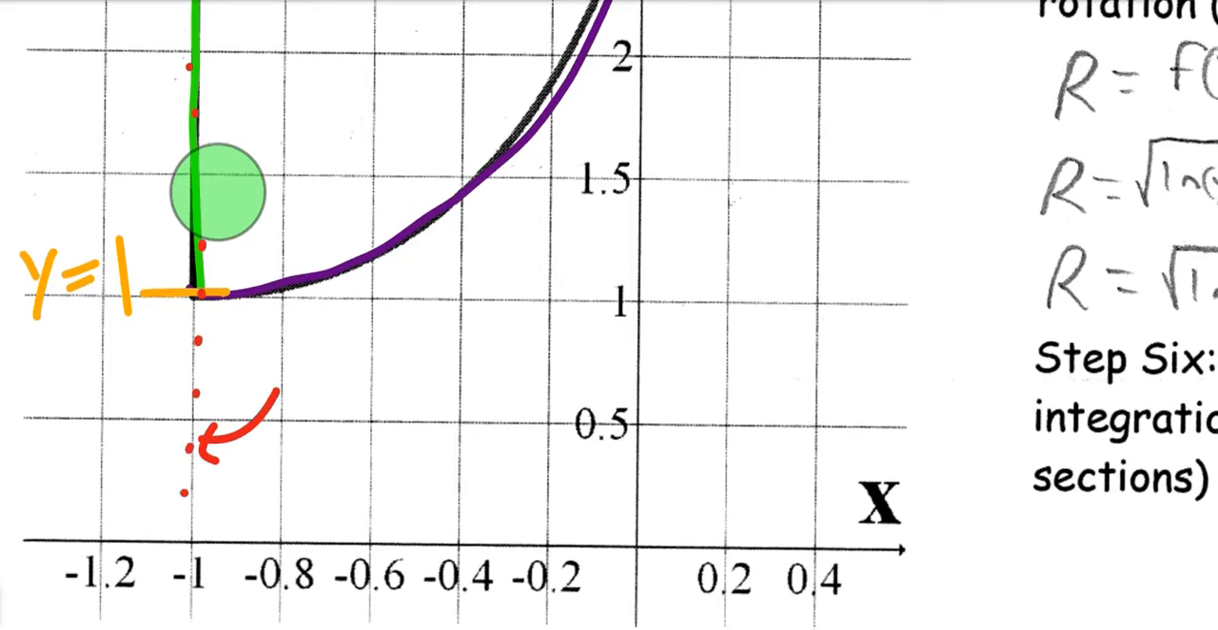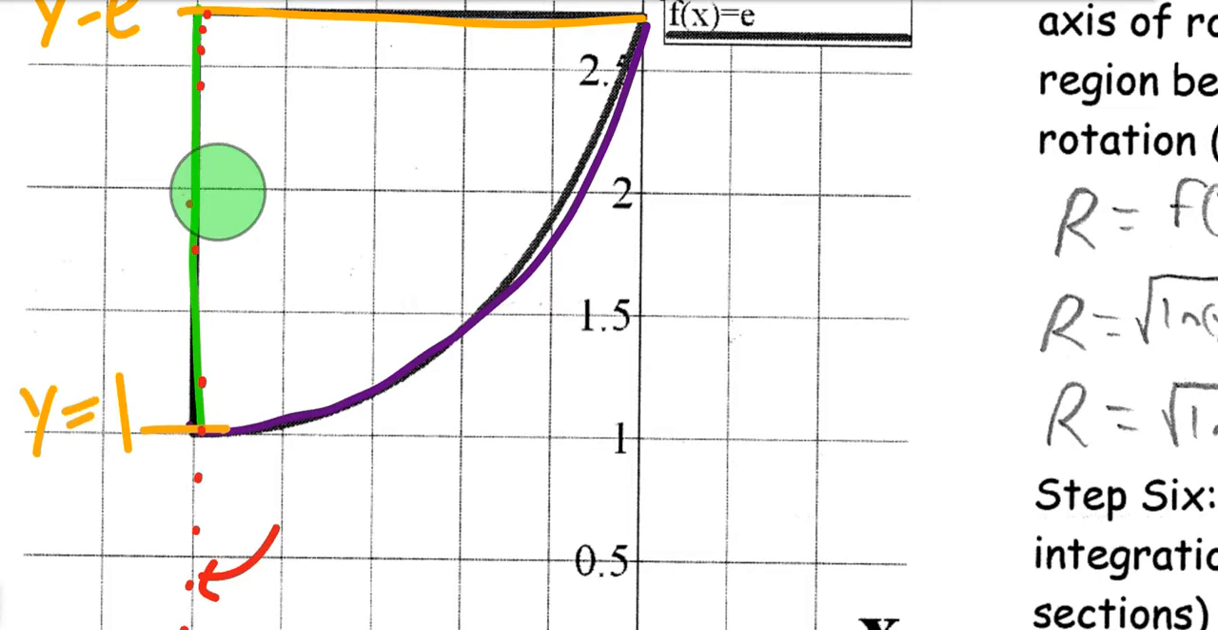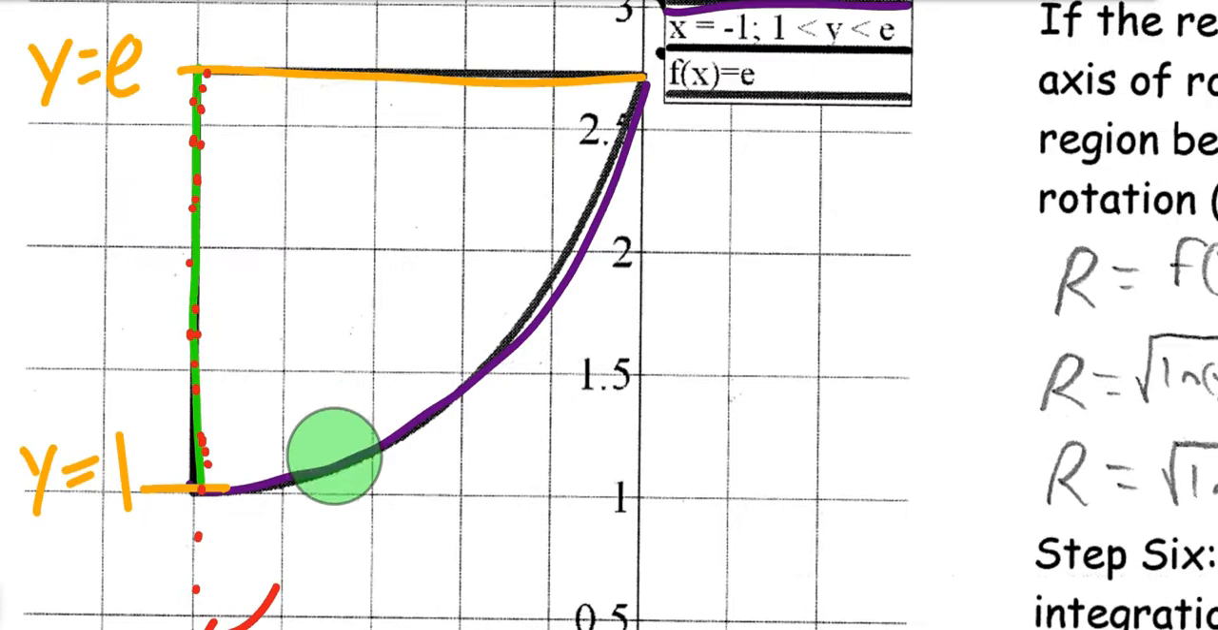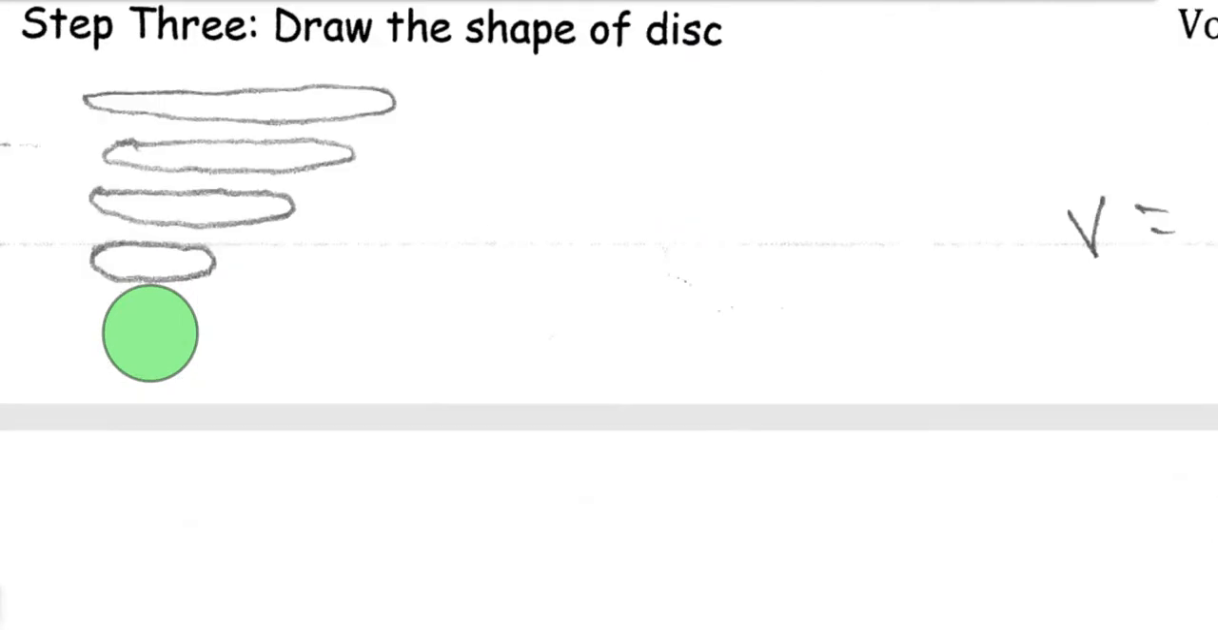And again, it's okay if your axis of rotation crosses one of your curves. In this case, x equals -1 is actually the axis of rotation as well. But anyway, we're going to be rotating this region around here. And so our disks this time are going to be going like this. And again, this is disk method because our curve butts up against the actual axis of rotation. There's no gap. When there's a gap, we'll be doing washer method.